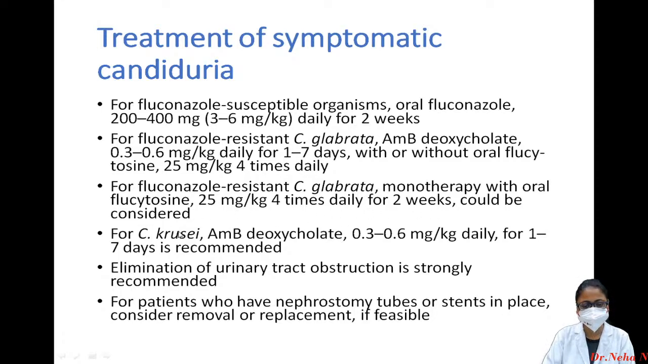Now, for Candida krusei, amphotericin B deoxycholate at a dose of 0.3 to 0.6 mg per kg daily for 1 to 7 days is recommended. Along with these, as we saw in the asymptomatic case also, elimination of urinary tract obstruction is strongly recommended. And for patients who have nephrostomy tubes or stent or any kind of instrumentation in place, removal or replacement of that tube should be considered if feasible.